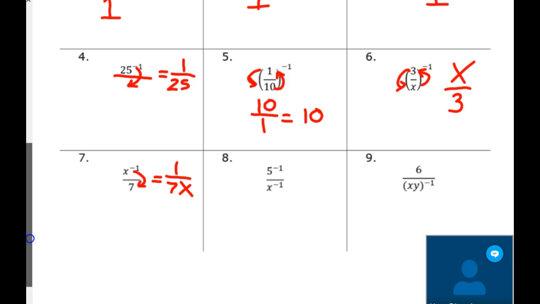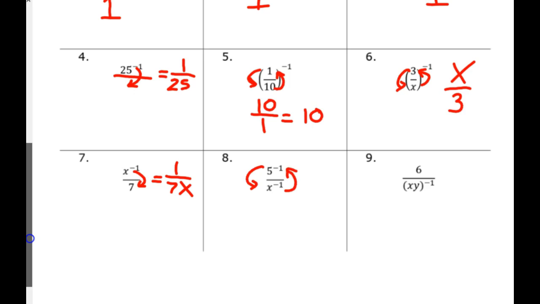Number 8. On number 8, the top and the bottom have negative 1. So what do we do with them? Both of them flip. Top goes to bottom. Bottom goes to top. So the negative 1s go away. The negative goes away. So now it's just going to be x/5. Again, you could put a positive 1 power, but you don't need to. It's implied.